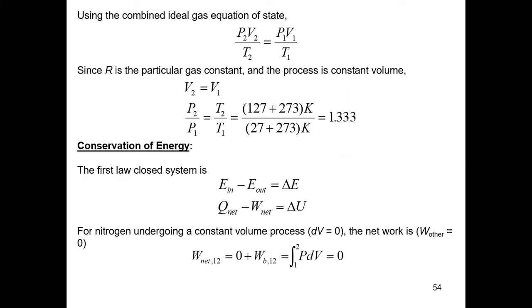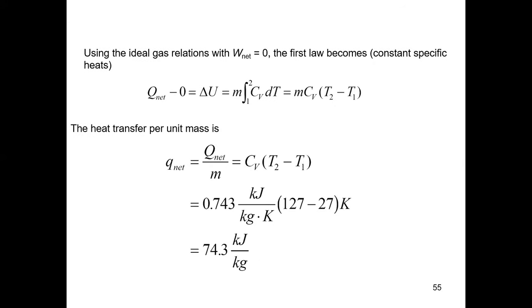First law of closed system: we get Q net minus W net is delta U. For nitrogen undergoing a constant volume process, dV is 0, so net work is 0. Ideal gas relation, W net is 0. First law becomes, with constant specific heats, M times Cv, constant volume, times T2 minus T1. M Cv times that is the Q net, and specific heat, q net is net heat transfer per unit mass, Q net divided by mass.